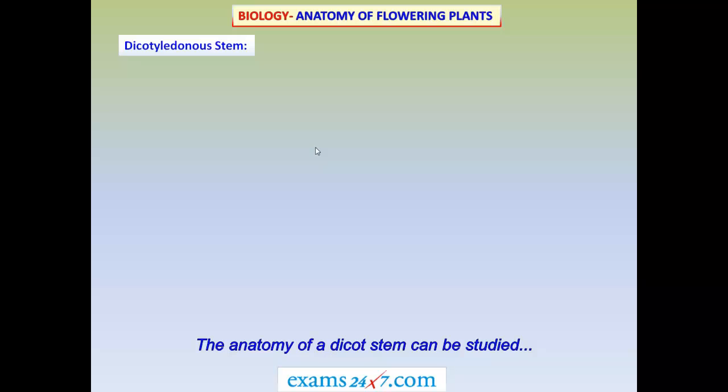Let us now look into the anatomical features of the stems. To take up the dicot stem, the anatomy of a dicot stem can be studied by taking very thin sections of Helianthus annuus stem, that is the stem of sunflower plant.